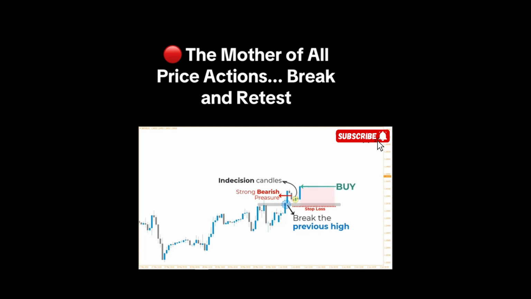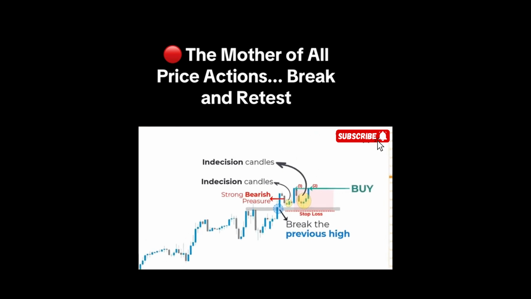The market keeps pushing up, just like we're seeing now. Yes, the market is coming back to this level, and now we've got that indecision we've been waiting for. What's next? We need to see a strong candle pushing upward to confirm we're on the right track.